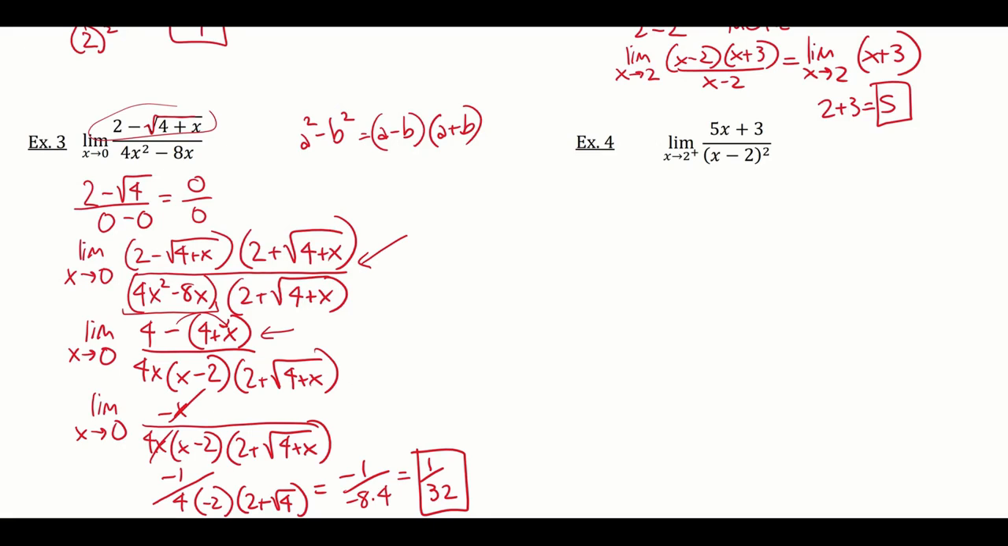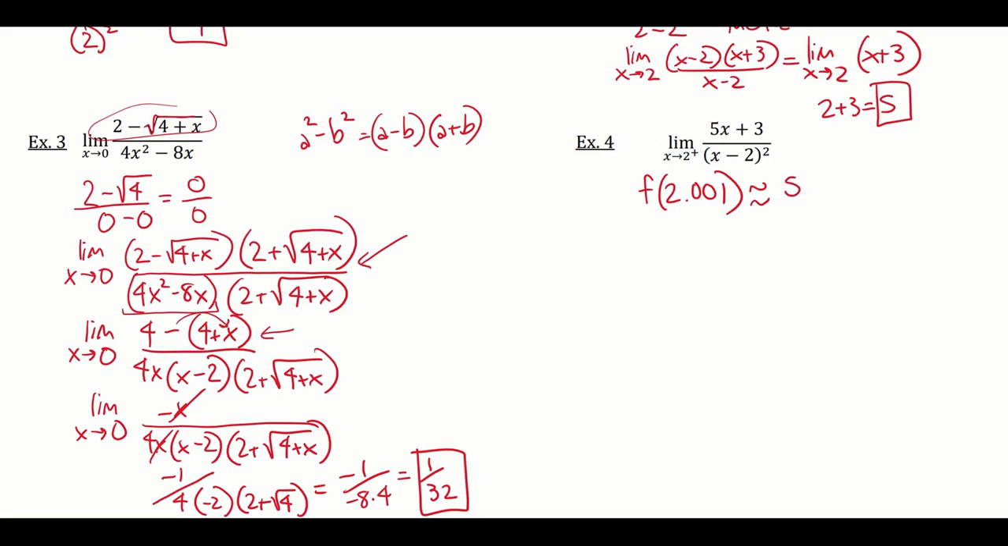All right, and then last one, the limit as x approaches 2 on the positive side. So usually what I do when I'm solving a limit on one side is I'll plug in a number really close to 2, but on the positive side. So what I'll do is I'll plug in like 2.001.